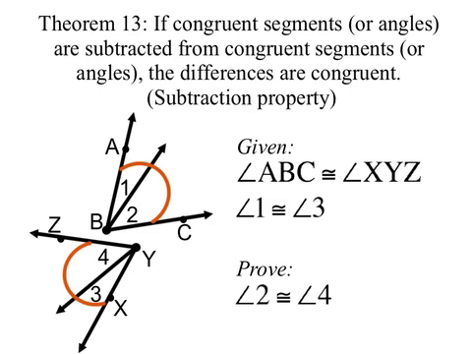And this related theorem with angles, we're given this. The entire angle ABC is equal to the entire angle XYZ. We're also given that angle 1 is congruent to angle 3. So when we remove angle 1 from the top and angle 3 from the bottom, we're left with angles 2 and 4. So angle 2 must be congruent to angle 4.